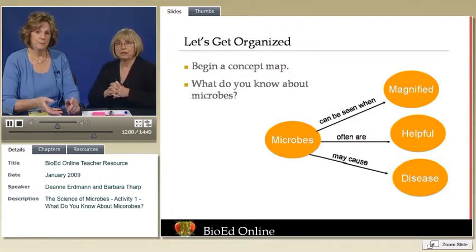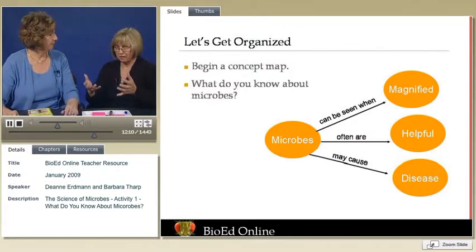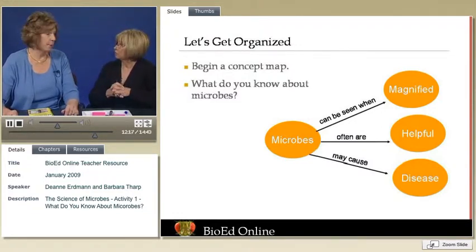Okay. Another thing that we just discussed, the fact that if we have that many on us and we're relatively well, then they must be helpful. That's another thing we know about microbes at this point. Right, or at least not harmful. So we don't know for sure.